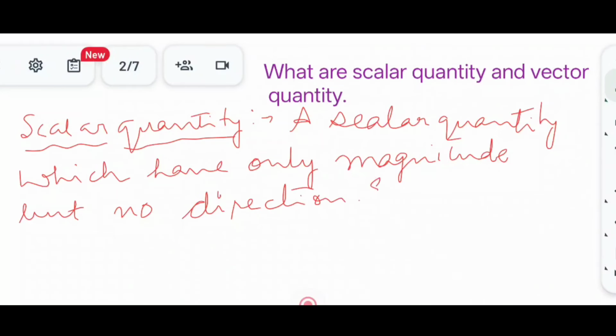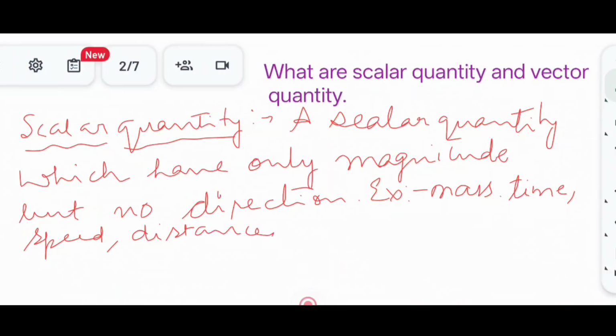Examples: mass, time, speed, distance, volume, area, etc. Such quantities which have only magnitude are known as scalar quantities.